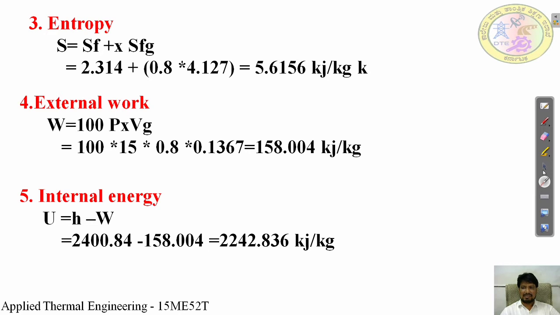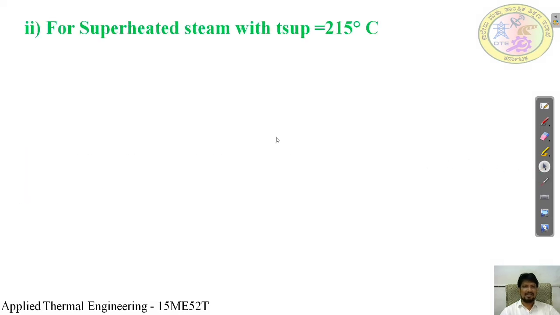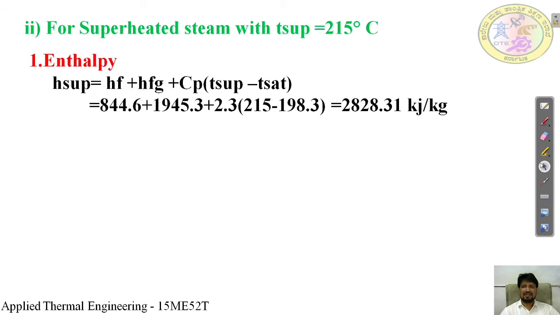So now the second condition. What is the second condition? The second condition is for superheated steam with a temperature of 215 degrees centigrade. Here, first you calculate the enthalpy of superheated steam. We know the formula: enthalpy of superheated is Hf plus Hfg, or these two are nothing but Hg, plus Cp times T superheated minus T saturated.